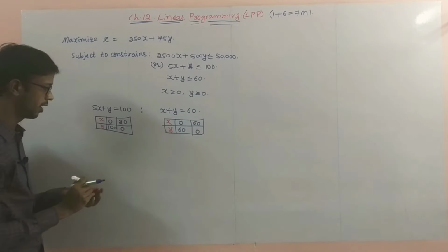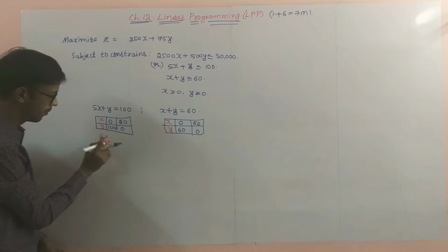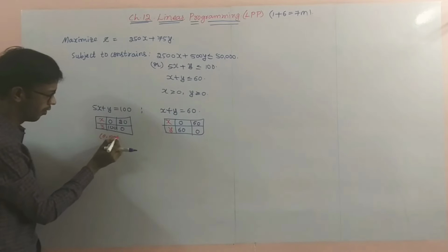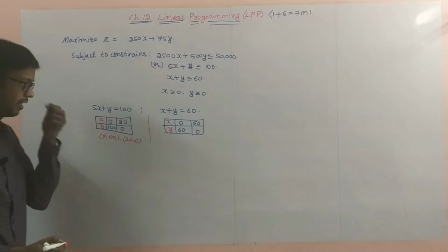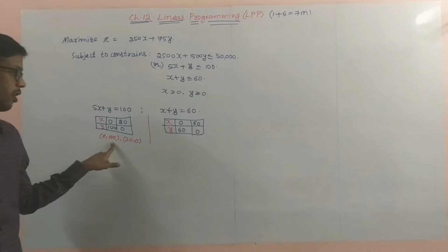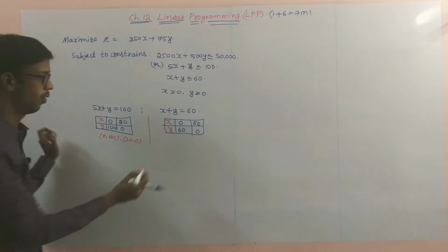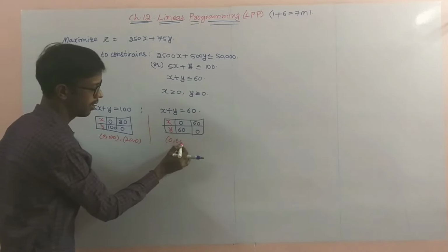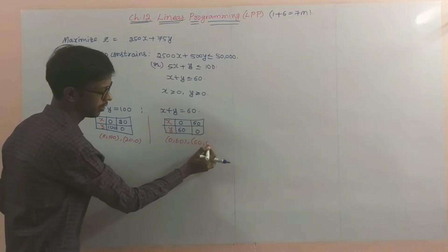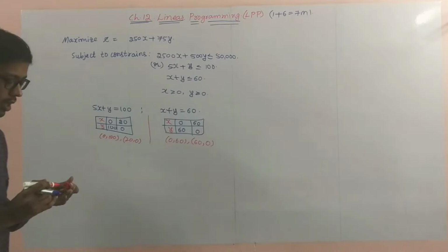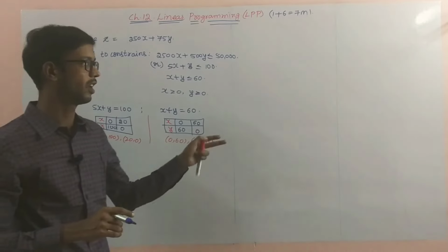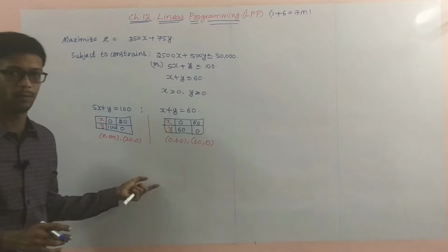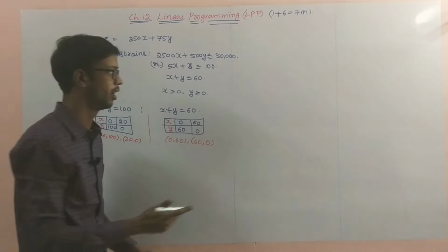So now, these two points you have to write here. What are the points? For this line the points are 0, 100 and 20, 0. Next, the points are 0, 60 and 60, 0. Now you draw the graph here. You have to use graph paper, but here, just the first basic problem, so I am drawing a rough diagram.